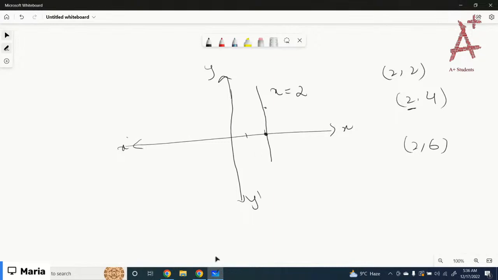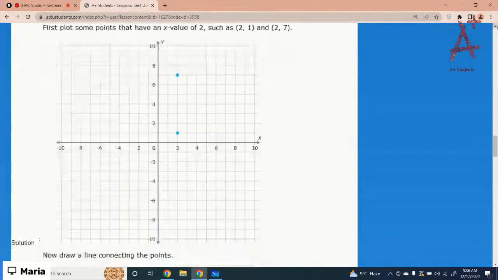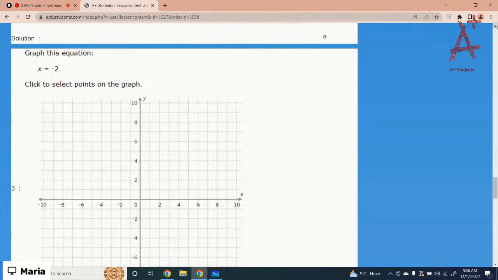So it would be x equals 2. So just select the correct one. Okay, we are on the tutorial, not the test. Okay, the next one is x equals negative 2.